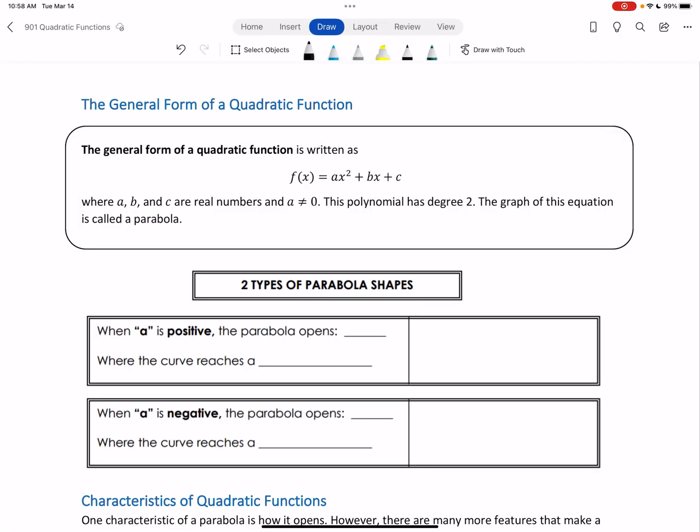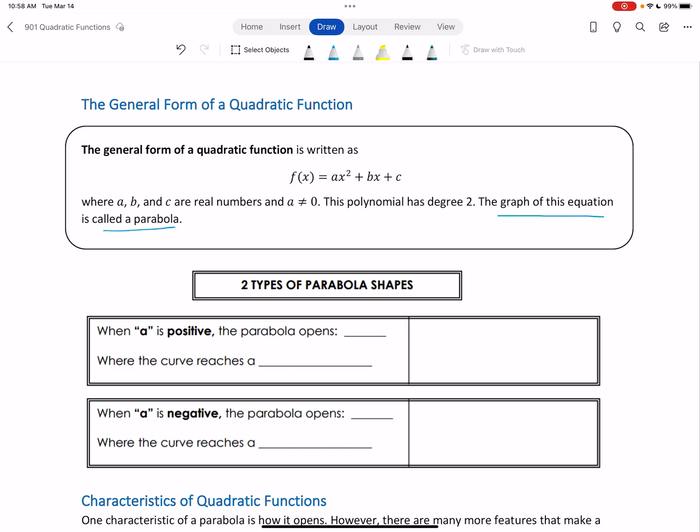Okay, let's talk about quadratic functions. When you think about a quadratic function, you want to make sure that it has this x squared term in it, and that it is nothing higher than x squared. So when you're thinking about quadratic functions, they should have that x squared term in them. These are polynomials of degree 2. The graph of a quadratic function is called a parabola, and it has this U shape.